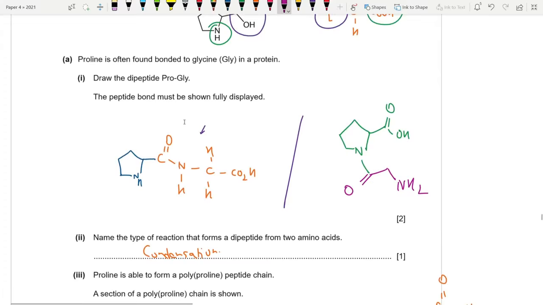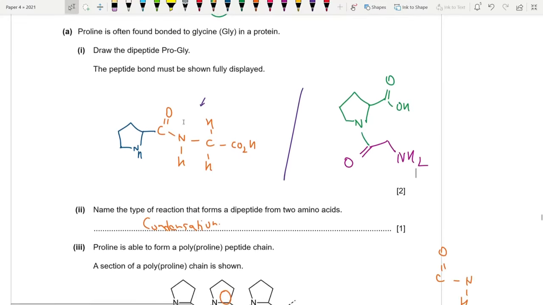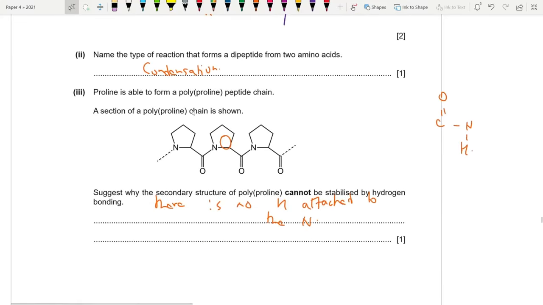Name the type of reaction that forms a dipeptide between two amino acids. That's the condensation reaction. We lose one molecule of water in doing so. Now, proline is able to form a polyproline peptide chain. A section of the polyproline is shown. Suggest why the secondary structure cannot be stabilized by hydrogen bonding.